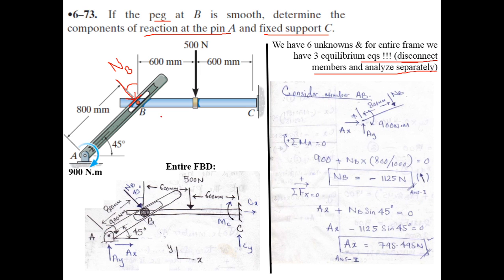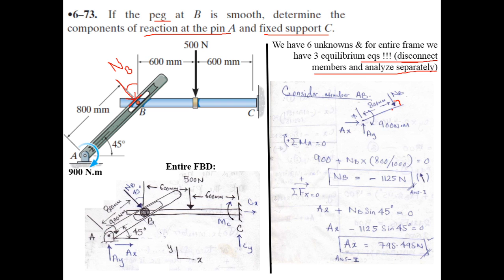So here I have removed this peg and this pin, and I have drawn the free body diagram of this member AB here. So here are the two unknown reactions AX and AY for the pin. This NB is acting at 90 degrees on this member AB, and it is making an angle of 45 degrees with the vertical, because this is the y axis and this is the x axis. So if this member AB is making an angle of 45 degrees with the x axis, this NB is going to make an angle of 45 degrees with the y axis.